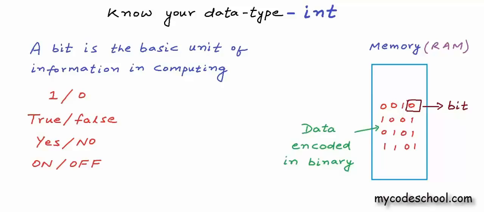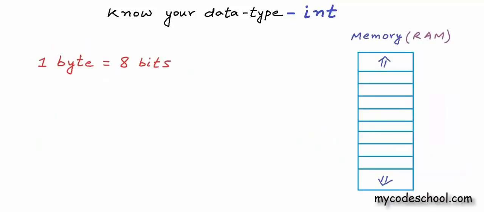Now, even though a bit is the lowest or the most basic unit of information, memory in a typical architecture is organized as a collection of bytes. 8 bits make a byte. In the logical representation of memory that I'm showing here, we have these segments or partitions, and let's say each segment here is 1 byte of memory. So we can store 8 bits in each segment. There would be many more bytes in the memory, that's why I'm showing it extending towards the bottom and top.